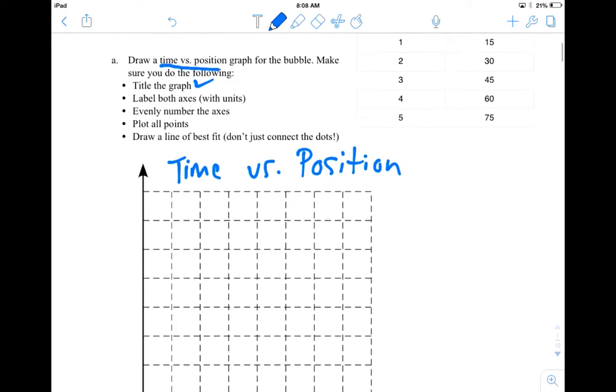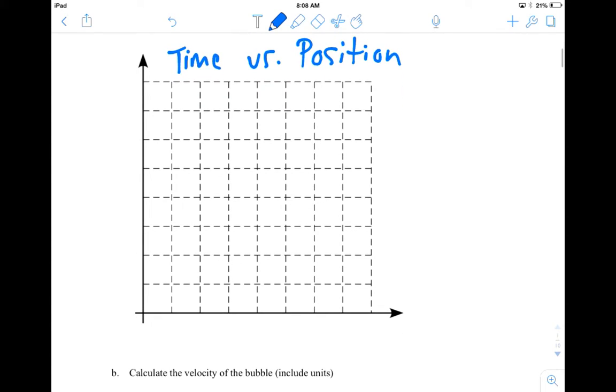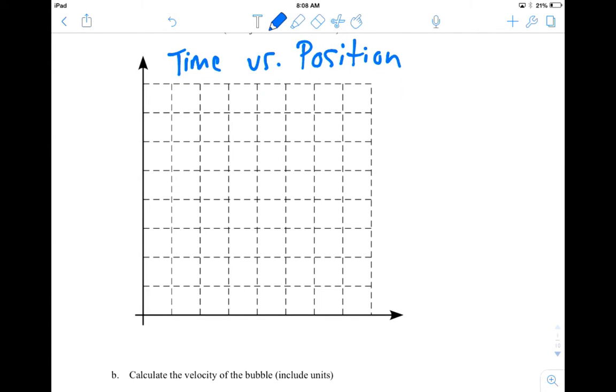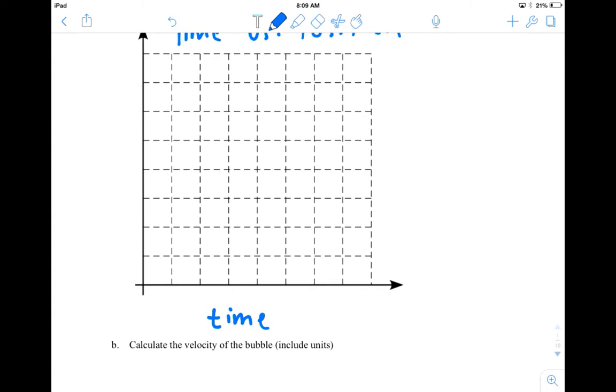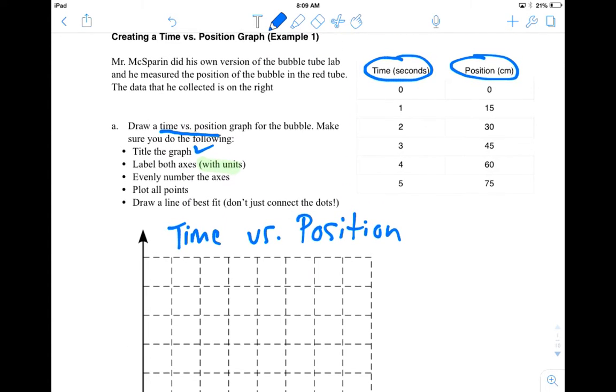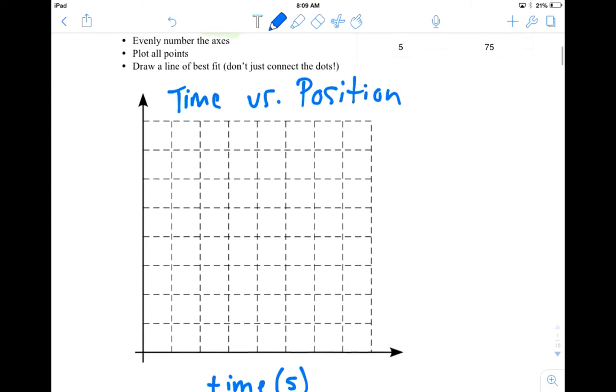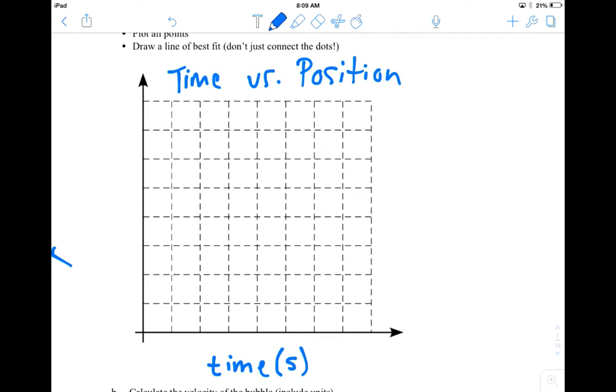Label both axes. Okay, axes is plural of axis. All right, so down here, remember that we always put time on the bottom. And notice that this says with units. So that means this has to be time, and then I have to say seconds. Now the reason I know that is seconds is because this is in seconds. All right, so over here, now I can write position. And position is going to be in centimeters.